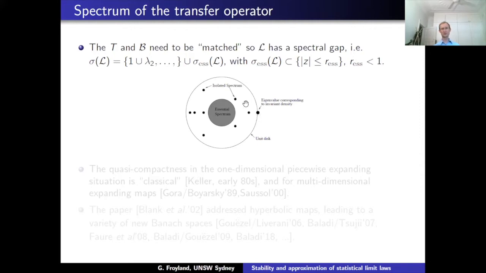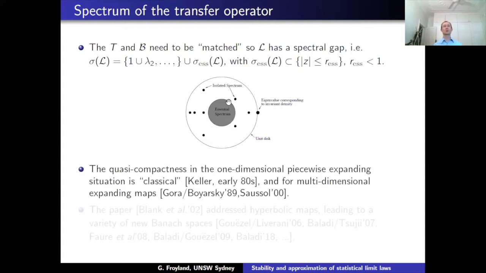So a cartoon might look like this. Maybe you have some isolated eigenvalues, and then you have the rest of the spectrum, which is called the essential spectrum. So if you have this setup here, you're what's called quasi-compact. Quasi because, if you were compact, then this essential spectrum would be just the origin. And with quasi-compact, you're allowed to blow up the origin to some non-trivial neighborhood of the origin.